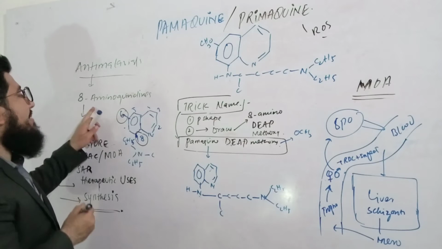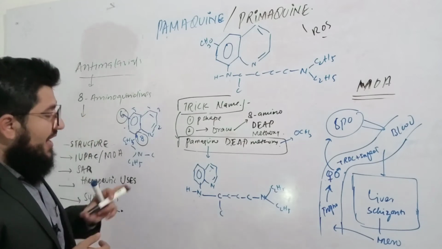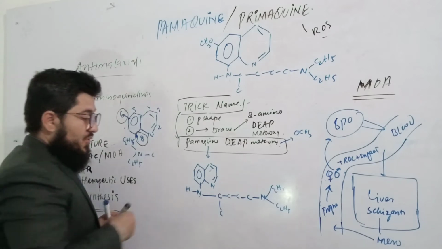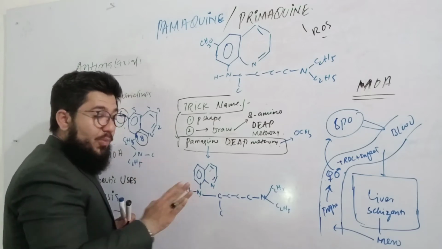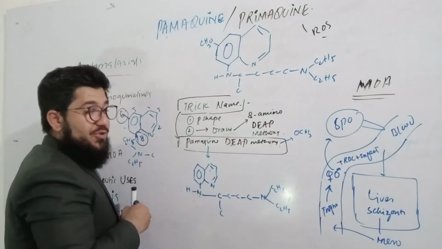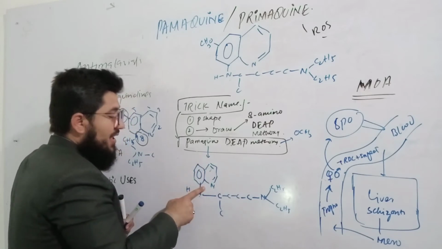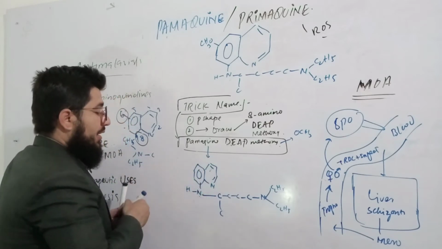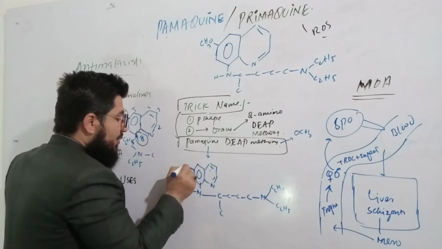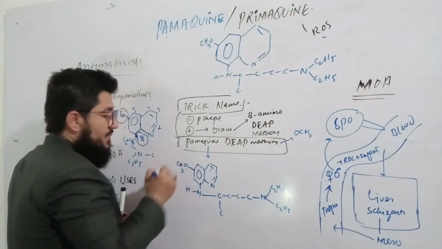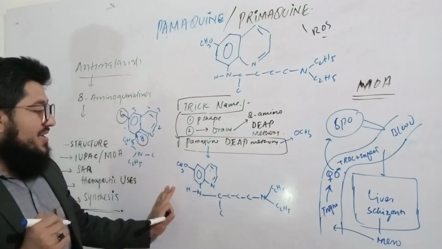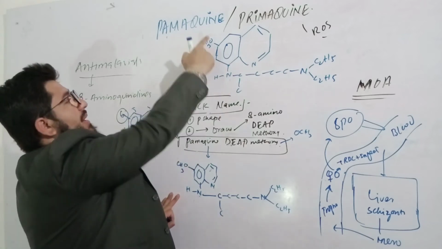Okay, regarding 8-aminoquinolines, we got one position that is actually occupied, another position remaining. So 1, 2, 3, 4, 5, 6, 7, 8. The 8th is occupied, the 6th is remaining. So here is the 6th position. With that we will attach methoxy. So like this we got the structure of the pamaquine.